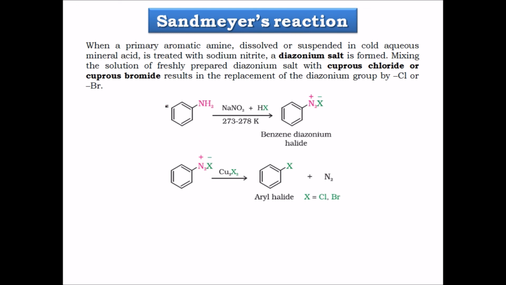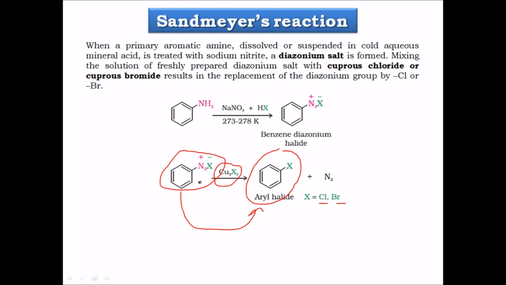Right, so Sandmeyer's reaction is the preparation of haloarenes from diazonium salt. Now when you convert diazonium salt into haloarene, in the Sandmeyer reaction we take the reagent as Cu plus halide. It can be Cu plus chloride or Cu plus bromide. But as you can see, it needs diazonium salts, so first we need to prepare these, right?